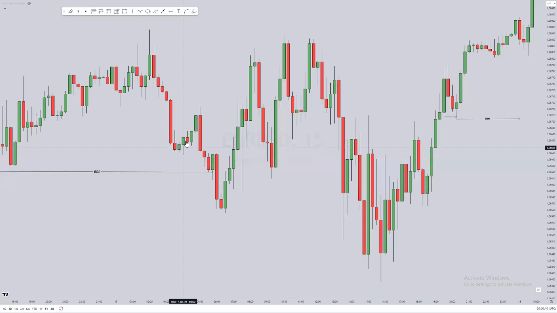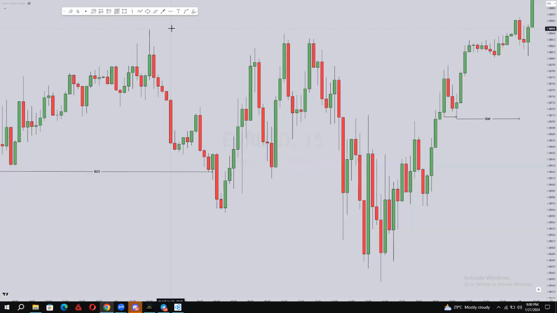Now, where do we have an inducement? You can see right here. Before and after, it depends on where it comes from. But we always want to see that before. Sometimes it comes after, but just know that it's the first pullback, and it's always on the impulsive leg that breaks structure. It's not always on the side, but always on the impulsive leg that breaks structure.